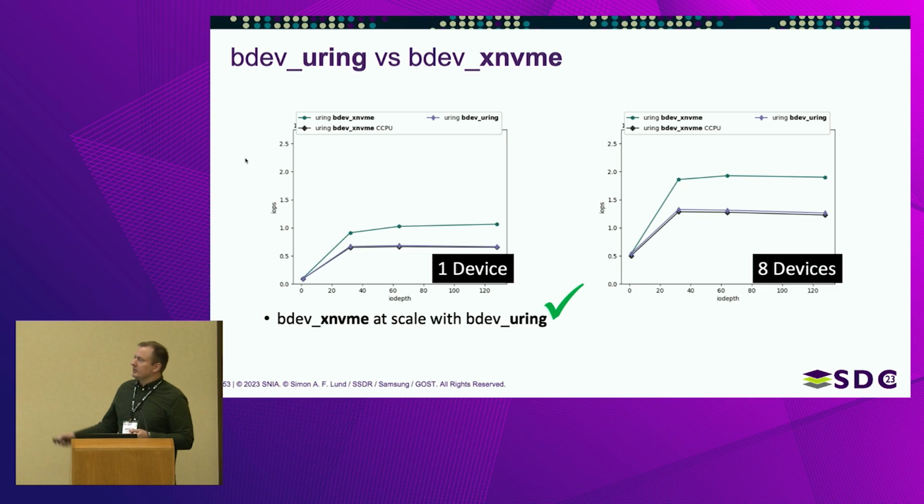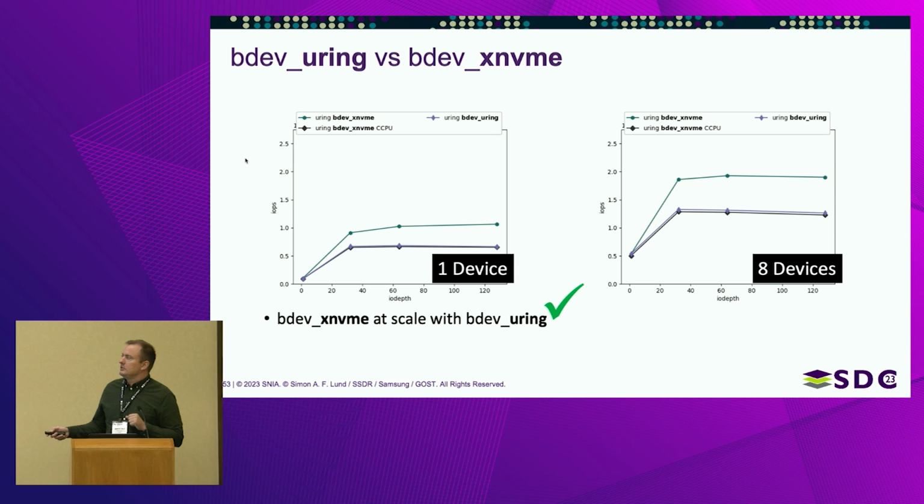And then comparing now BDEV uring with BDEV xNVMe. Here we have 3 configurations. What you see over here, with 1 device and 8 devices, is the I/O depth on the x-axis and IOPS on the y-axis. For BDEV uring, that's this light purple line, that's hidden somewhere down here. And on top of it, there's another BDEV xNVMe. And this one is called conserve CPU.